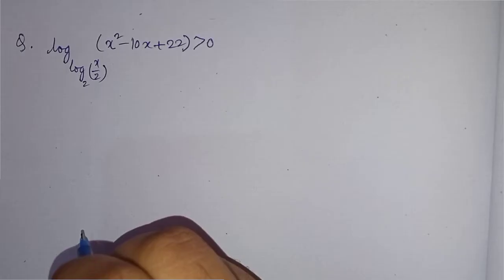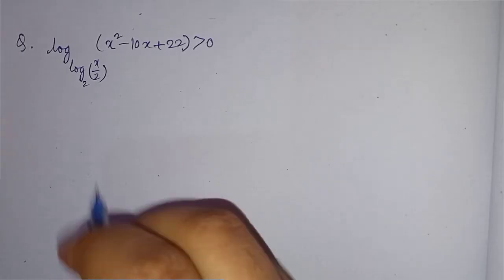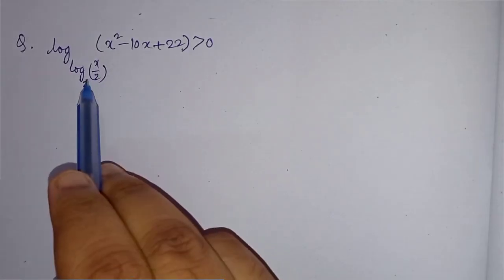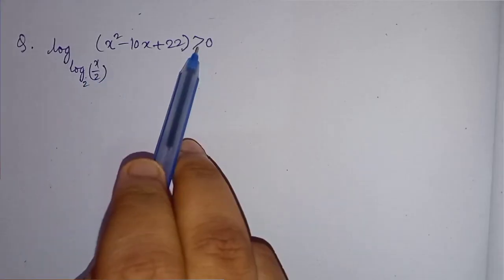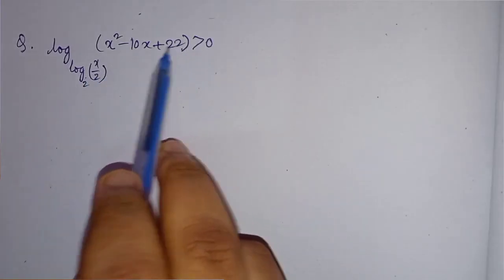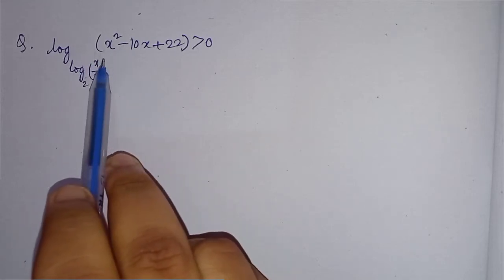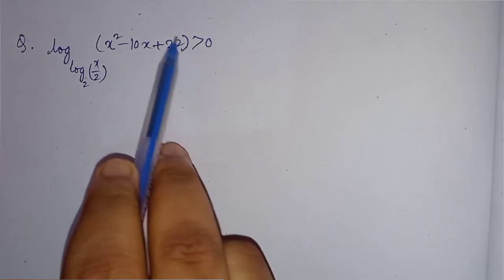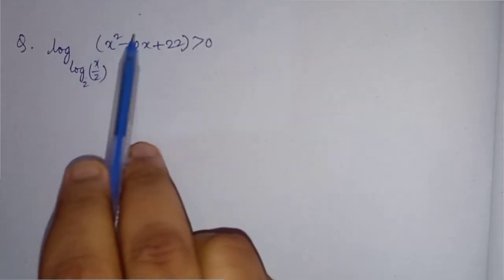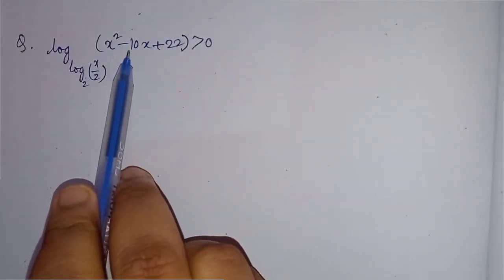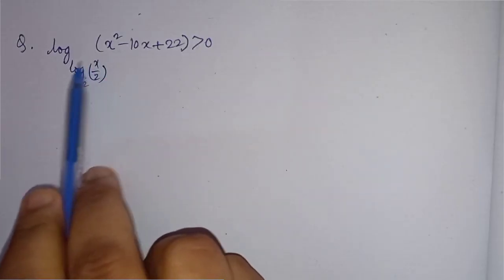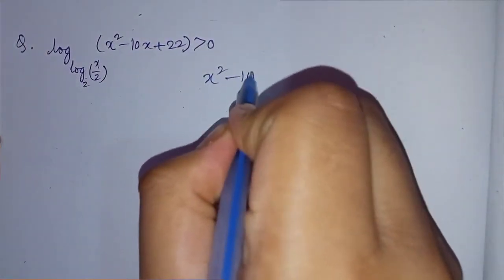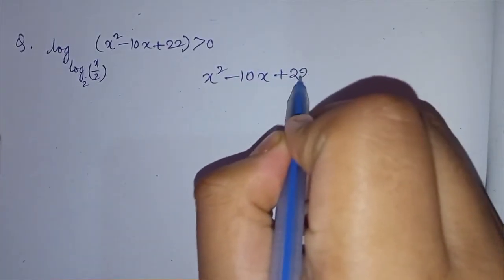While solving logarithmic inequalities, we have to be very sure whether the base is strictly greater than 1 or lies between 0 and 1. Because if the base is strictly greater than 1, we can put this base to this side without changing the sign of the inequality. But if the base is between 0 and 1, then the sign of the inequality will change. So firstly we must ensure that the number whose logarithm we find must be greater than 0. This is the prerequisite, and the base must also be greater than 0, but it cannot be equal to 1. So firstly we will check whether this term x square minus 10x plus 22 is greater than 0.